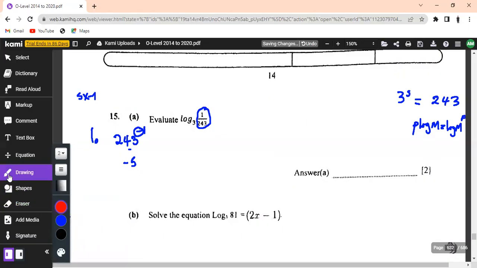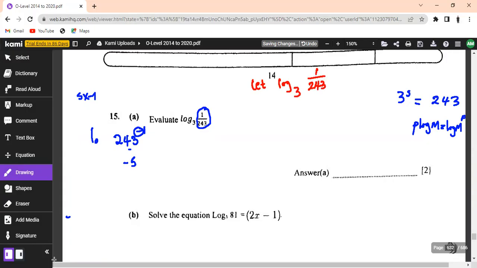We can let this log be equal to x, okay? Let the logarithm of 1 over 243 in base 3 be equal to x. We have introduced an unknown value there, where the whole of this number, 1 over 243, is equal to the base, which is 3, to the exponent of x. So it's going to be 3 to the exponent of x.